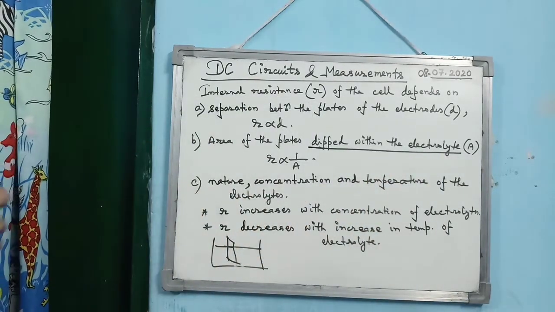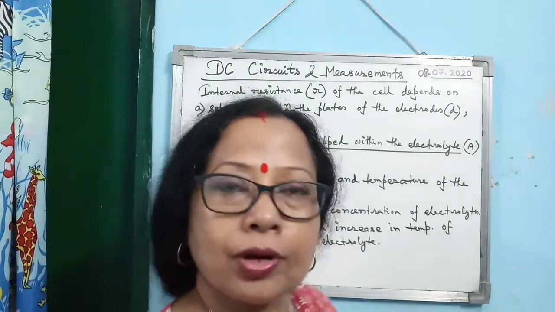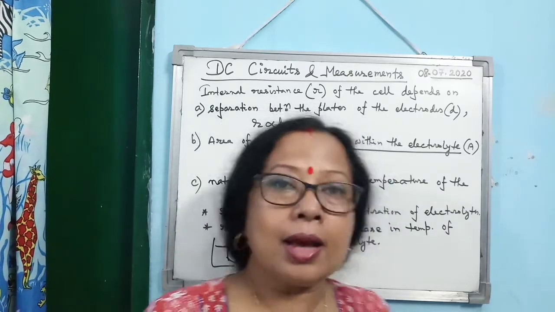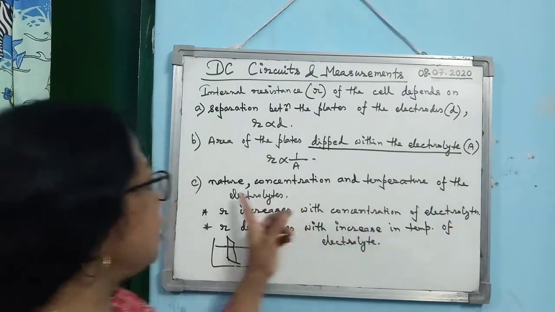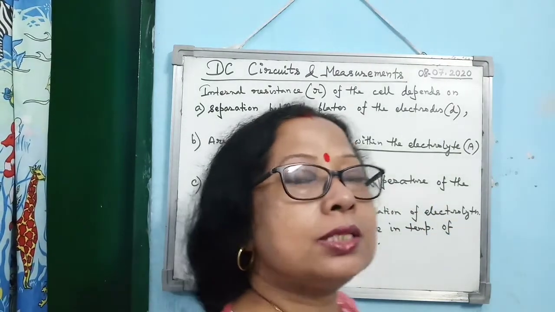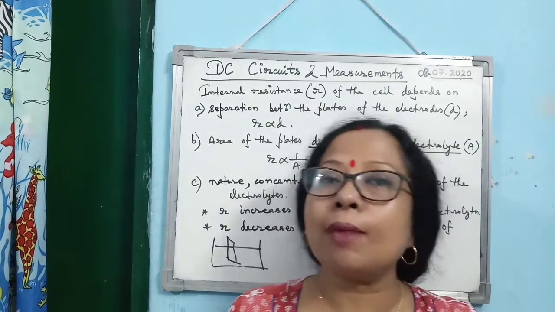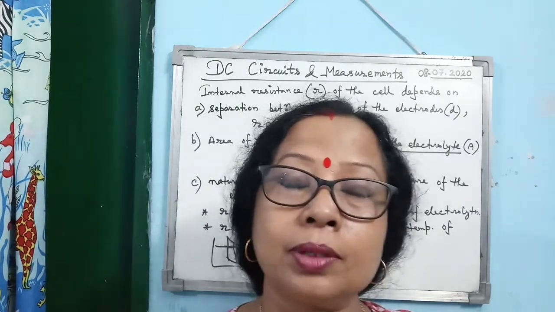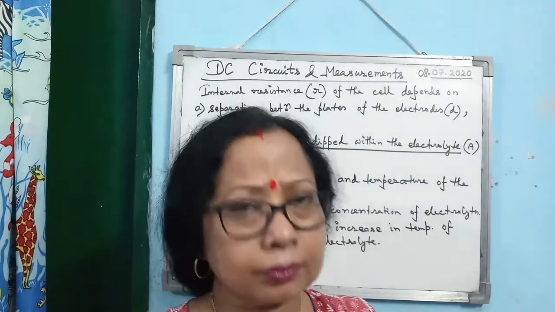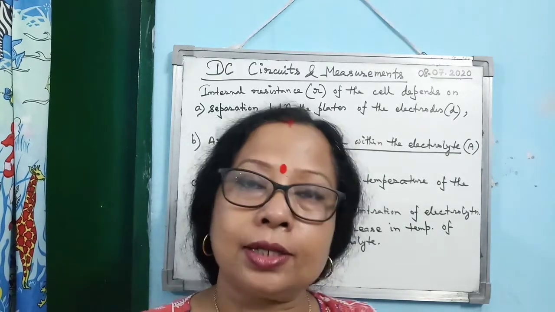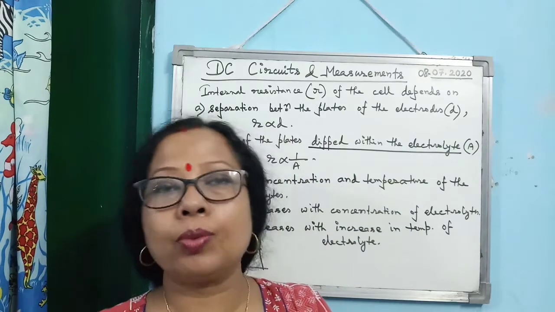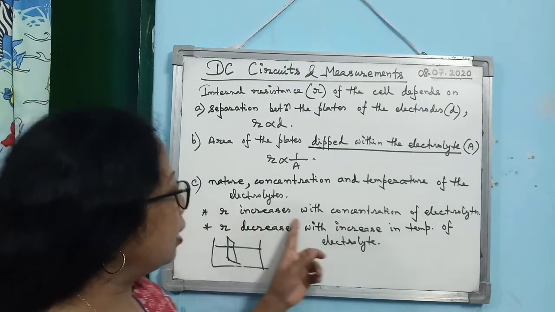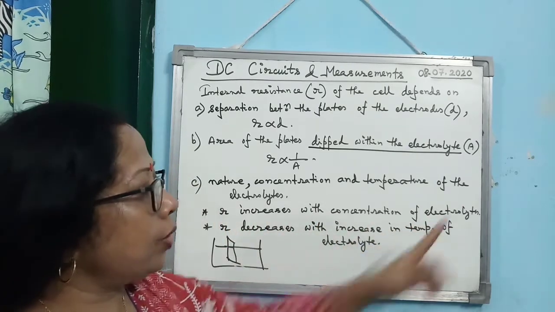Then the next one is, internal resistance depends on the nature of the electrolyte. For different kinds of electrolyte, depending on the concentration of ions, resistance will be different, and it depends on the concentration and temperature of the electrolyte. Now you see here, if the concentration of electrolyte increases, then what will happen? The amount of ions present within the electrolyte will increase. What will the ions do? Ions will obstruct the flow of electrons, the flow of current within the electrolyte. So if concentration increases, R increases. R increases with concentration of electrolyte.